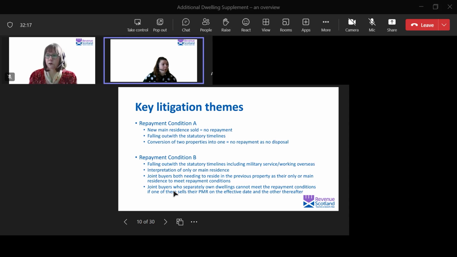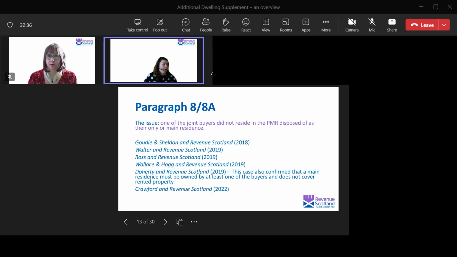In this bottom bullet point here, where you've got joint buyers who separately own dwellings, and one of them sells their PMR before and one of them sells after. Well, if paragraph 8A doesn't apply to you, you're not going to be able to meet the repayment conditions, because again, Section 48 means that you have to apply it across the board. Whereas 8A, let's take another example, but looking at 8A, so only one buyer would need to dispose of a property, but you both need to have lived there.